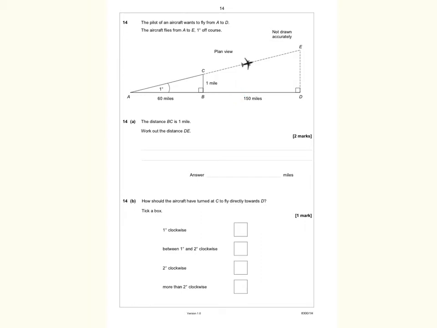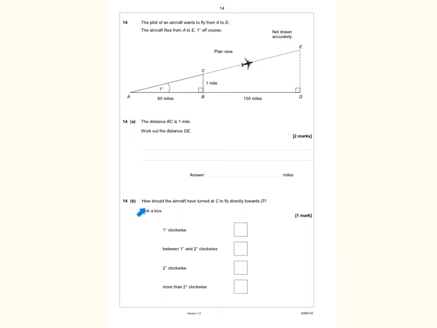Now, if this was a calculator paper, I could have used trigonometry to find this, because I have the angle, I have the adjacent side, and I'm finding the opposite side. But on a non-calculator paper, we can't do that, and we need to use similar triangles. So here we've got 60 miles, and the longer length here is 210. So you need to find the multiplier that takes you from 60 to 210, and then multiply it by 1, and that will give you this length here for question A.